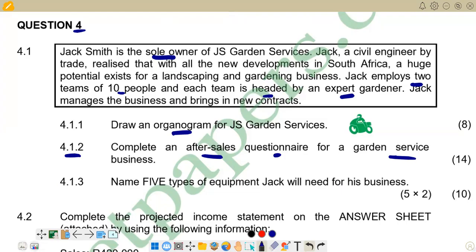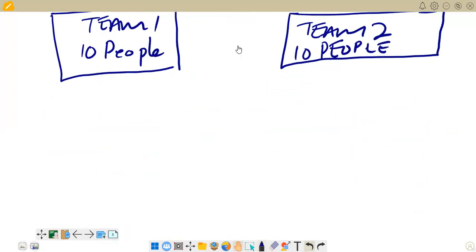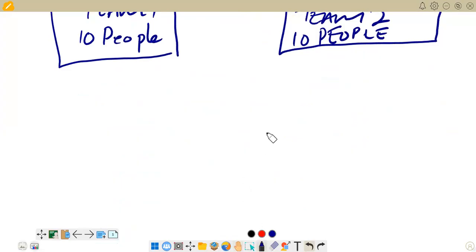So we can go on and try to construct this after-sales questionnaire of the garden service. You can go to our answer section there and try to construct that questionnaire. We are now on 4.1.2, and we want to construct this questionnaire. At the beginning of that questionnaire, you have to state which type of business it is. The name of the business is JS Garden Services.